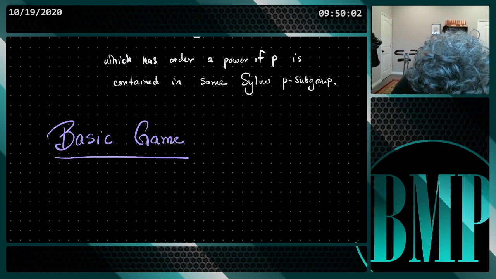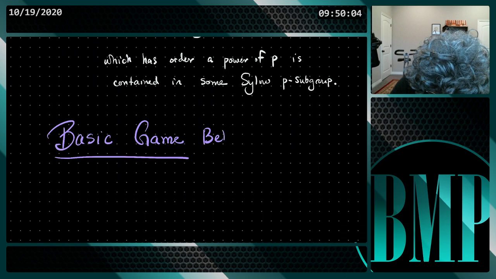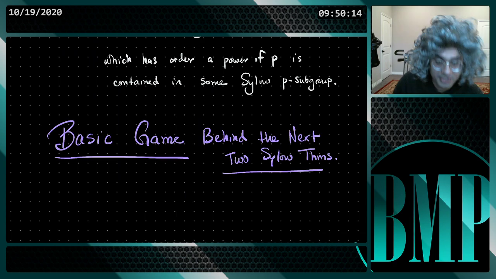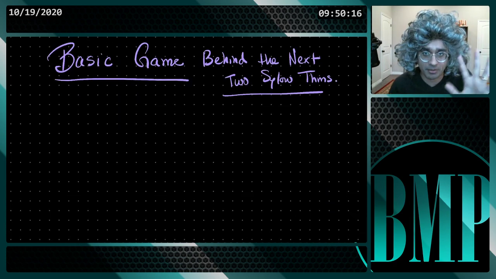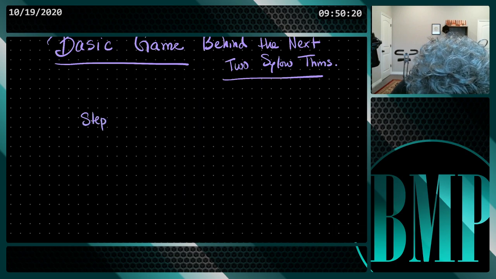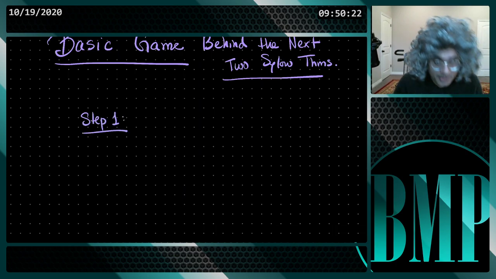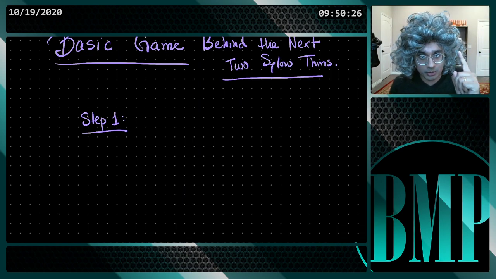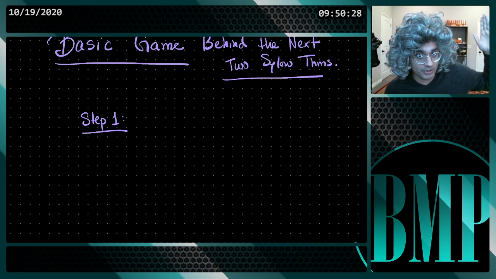The basic game behind the next two Sylow theorems. All right, so let me show you this game, the setup. So the first step is usually this: draw up one Sylow subgroup, which we know already exists from theorem number 1.